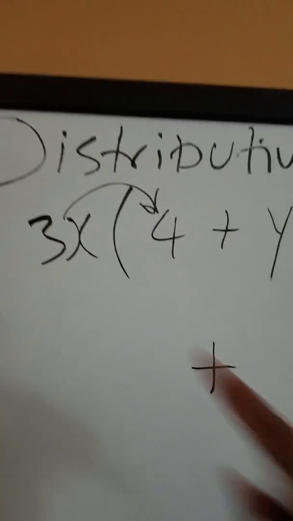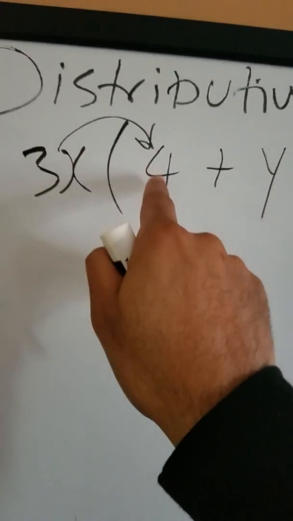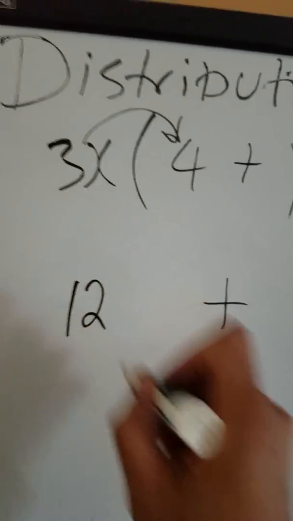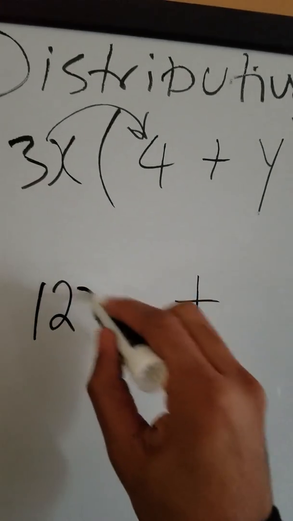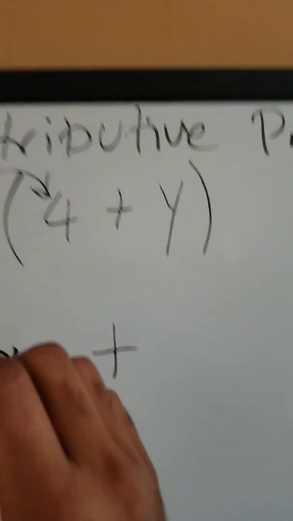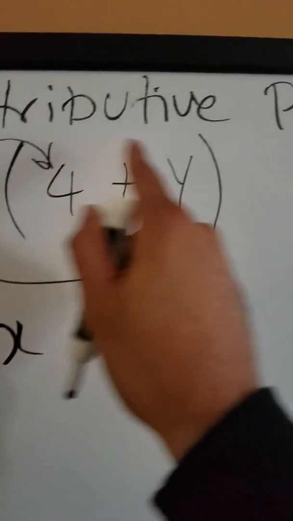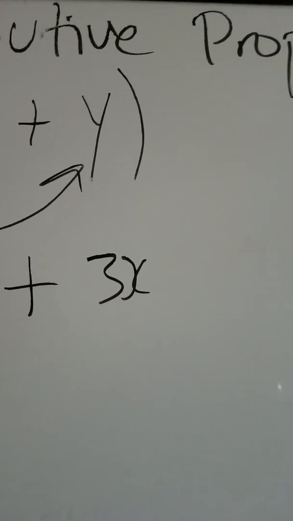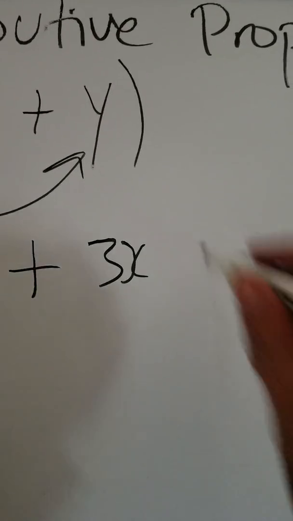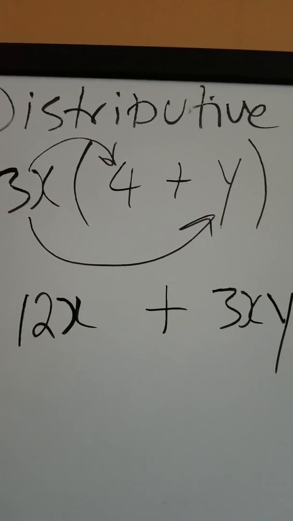So we have 3x times 4. Well, 3 times 4 will give us 12. And let's not forget to put the x back. Then we will have to do 3x times y. And all that is 3x times y, which is simply 3xy. You could put the multiplication sign, but when we're working with two variables in a particular term, we just put the variables right next to each other. And this would be the distributive property.